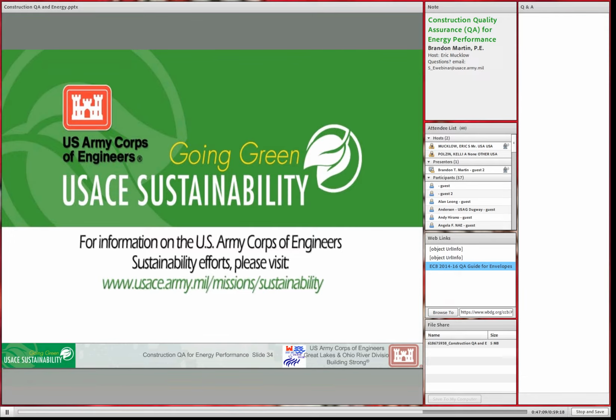A couple things I wanted to recap just briefly here. One of which I added a link down here to the ECB 2014-16, which is where we put out a draft of a quality assurance guide for building envelopes. We are in the process of adding that to the engineering pamphlet series on quality assurance as a permanent part of our field records.